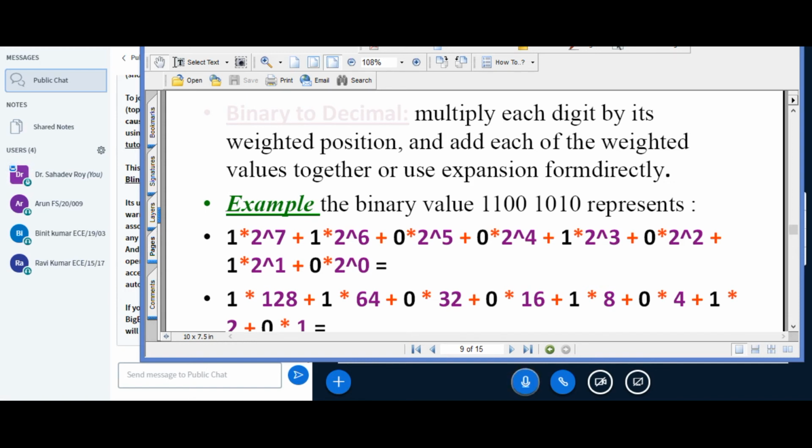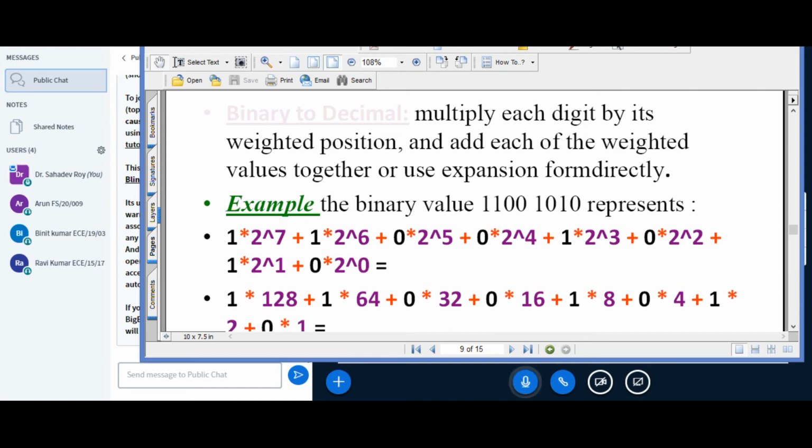Then, for the next digit, the weight is 2 to the power 0 and the digit is 0, meaning it is in the off state. So it is 0 into 2 to the power 0. The next point has digit value 1 and the positional weight is 2 to the power 1. So it is 1 into 2 to the power 1.